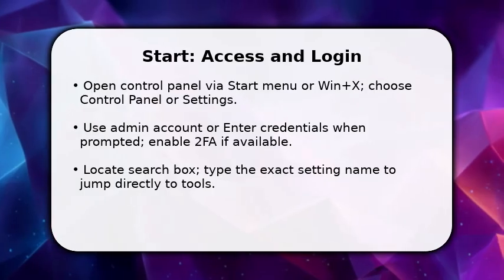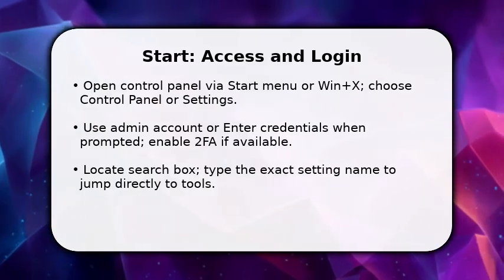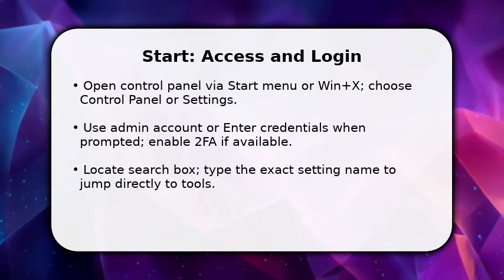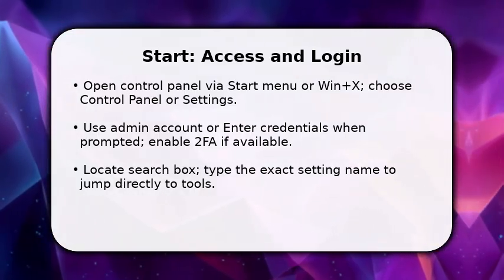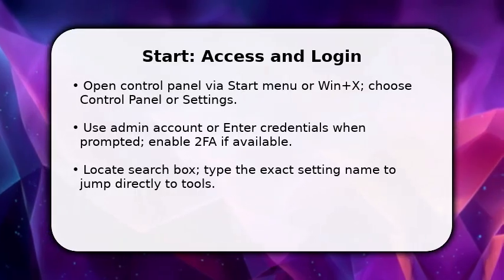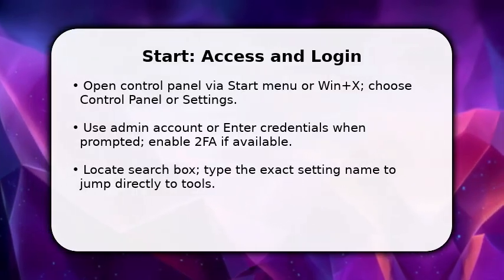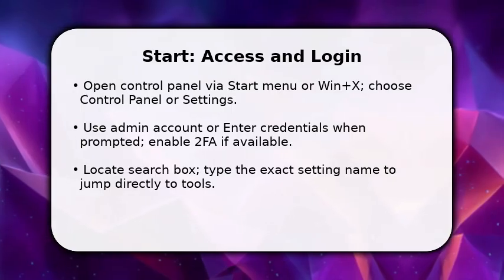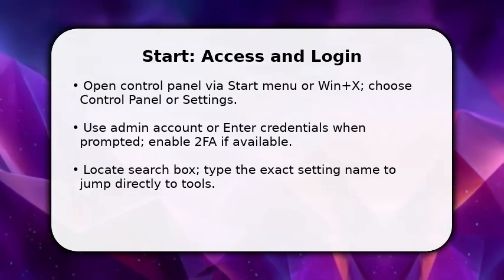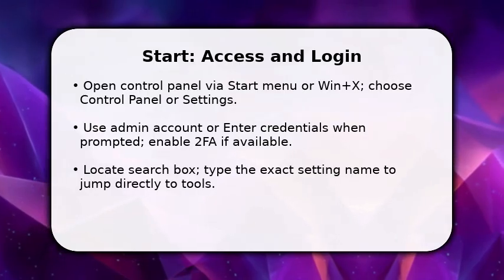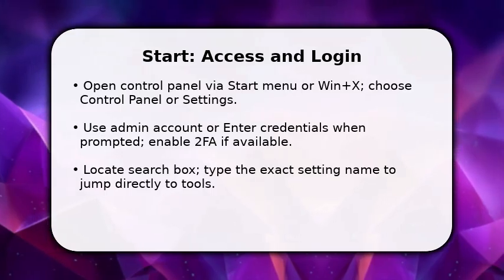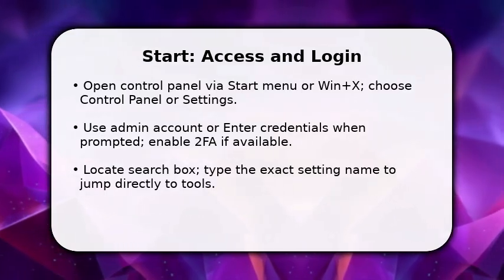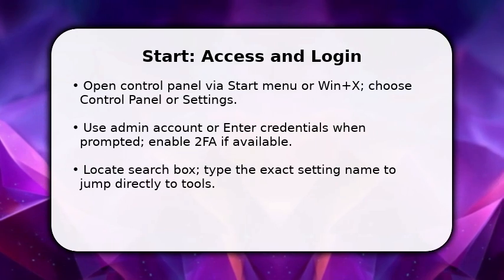Enjoy the video. You begin by opening the control panel and signing in with an administrative account so you can change settings without interruptions. Once done, make sure two-factor authentication is enabled for safety because permissions matter when you modify system controls. Use the search box at the top to go straight to the pane you need. This saves time versus navigating every category. Now that you're logged in and focused, you're ready to perform the first configuration steps immediately.